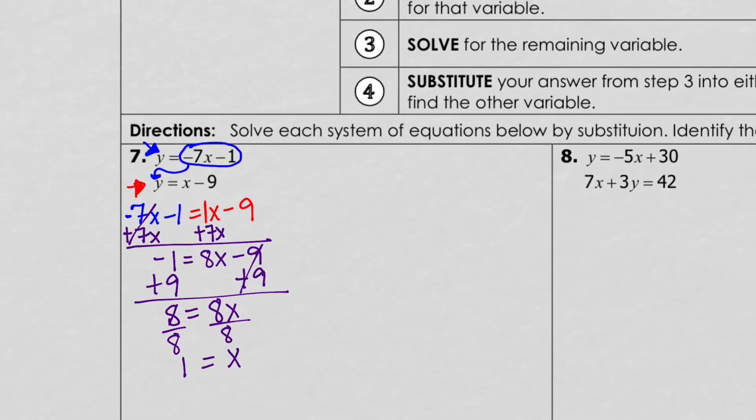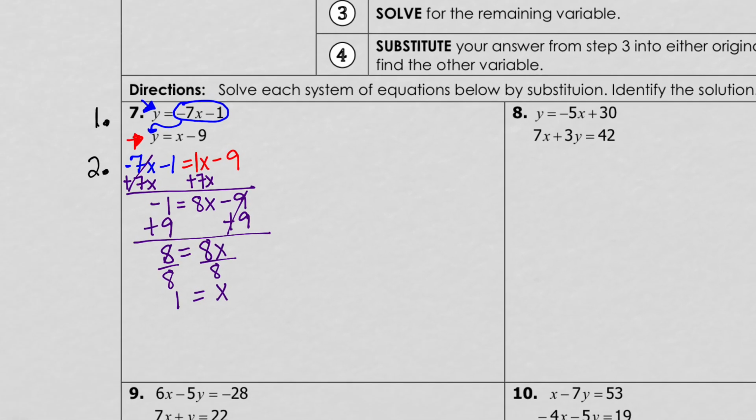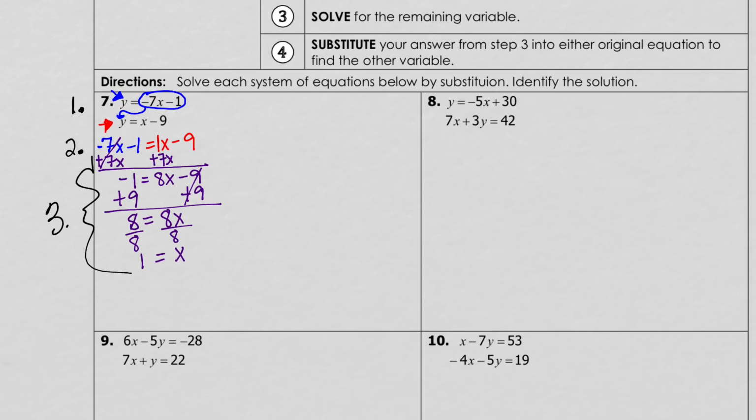Okay, so looking back up at my steps, step 1 was already done. Both of my equations were already solved for y. Step 2 was substituting. That is this right here. All of this right here is step 3. Step 4 is to substitute our answer into one of the original equations. So we're going to take x equals 1, and we're going to plug it in.